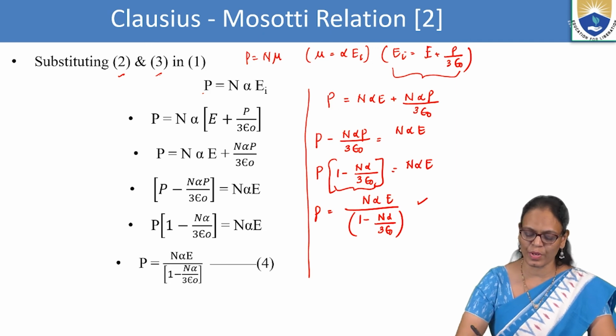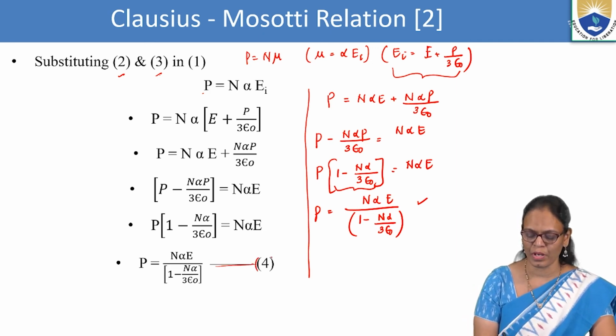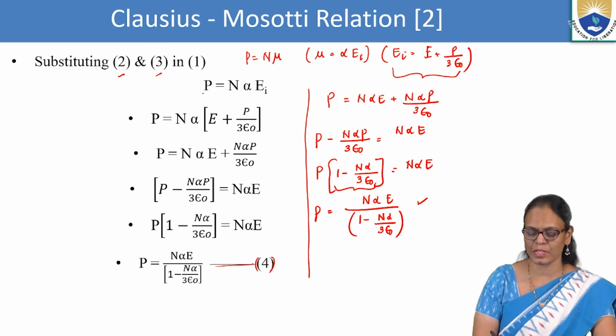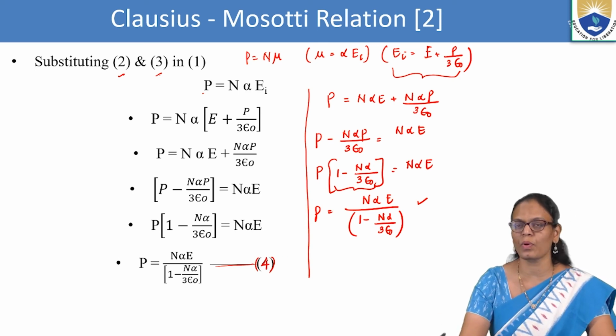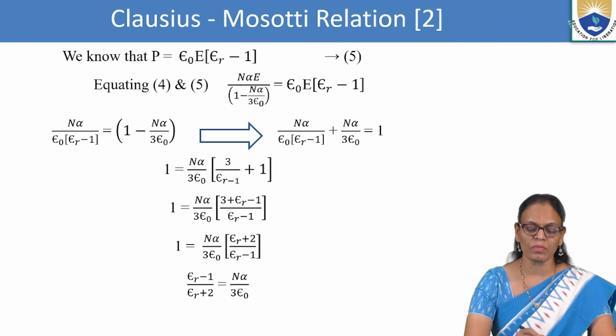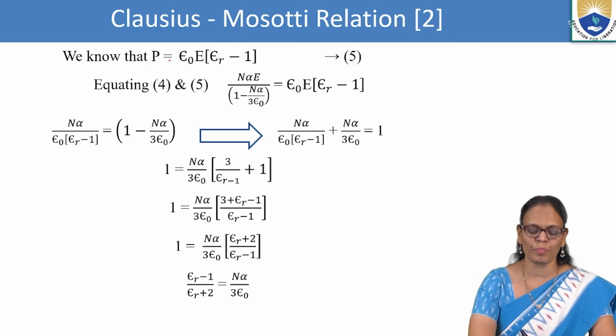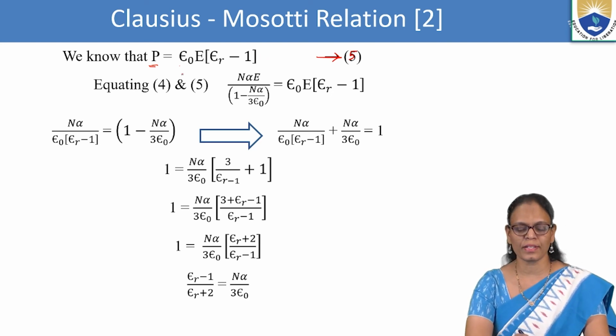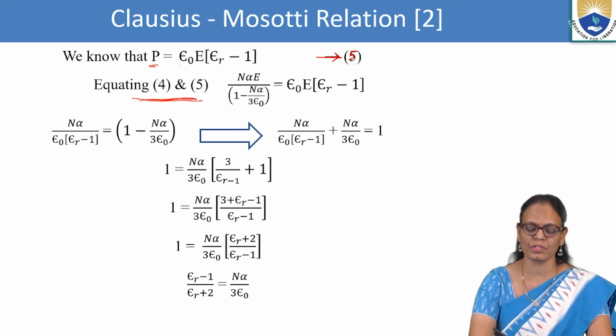We will call this equation 4: N alpha E by 1 minus N alpha by 3 epsilon naught. Now, we know the formula for polarization, P is equal to epsilon naught E into epsilon R minus 1. This is the equation we have derived for the polarization. Now, let us substitute this for P. So, we are going to equate equations 4 and 5 because the left hand side is the same, so the right hand side also has to be the same.